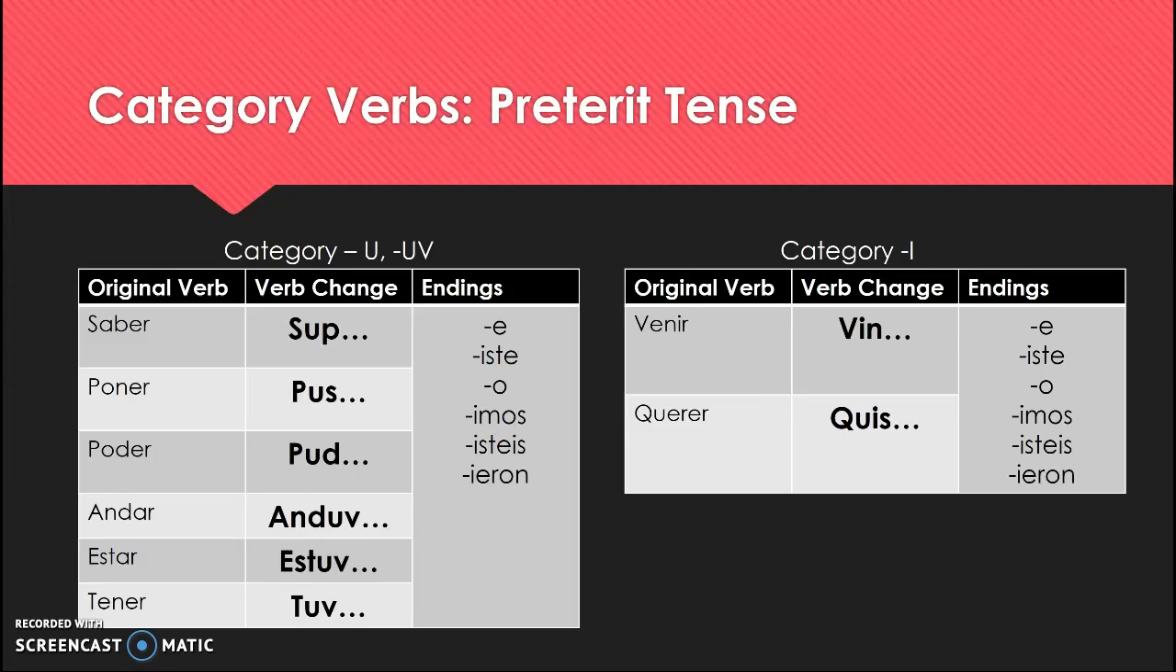Now category I is off to the right. The endings are the same as category U and UV. But category I verbs, instead of a U or a UV, undergo a spelling change that involves an I. So venir becomes vin-, querer becomes quis-, and then we add our endings to that.